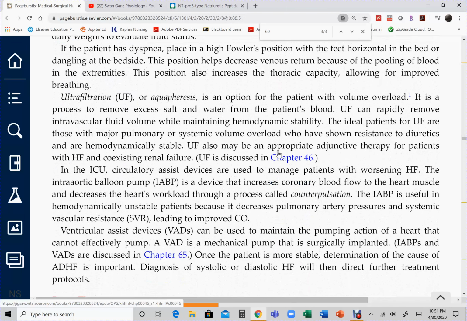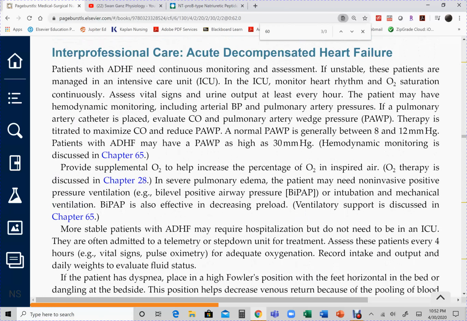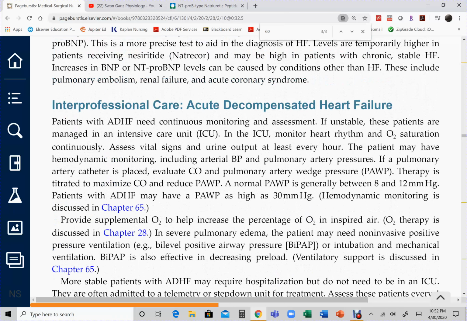The other devices here, like the aquapheresis, intra-aortic balloon pump, or ventricular assist devices, are advanced interventions. We will not test them. Okay, so they're just nice to know at this point. However, almost every critical care patient will have a Swan, so you need to know this concept.